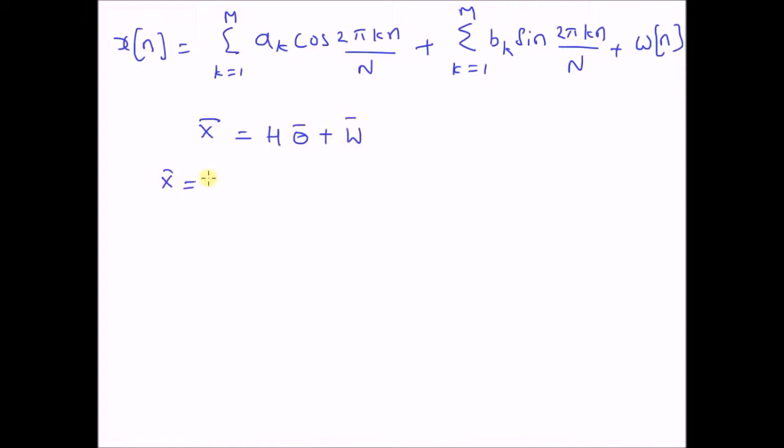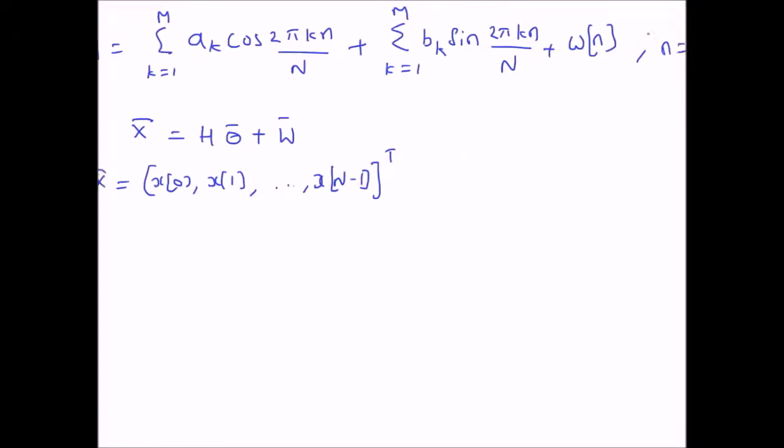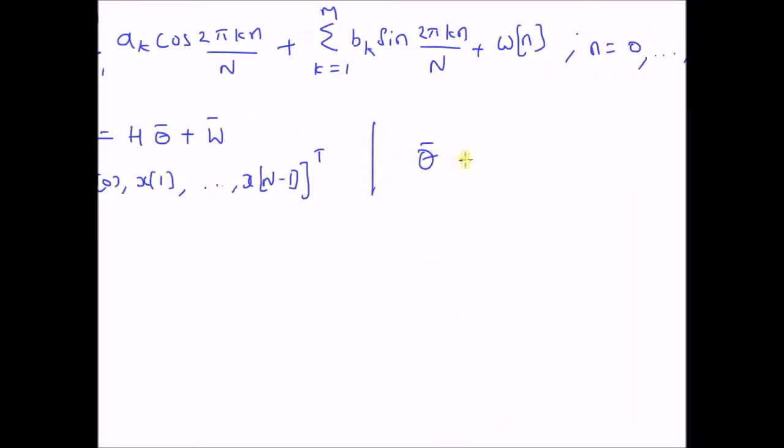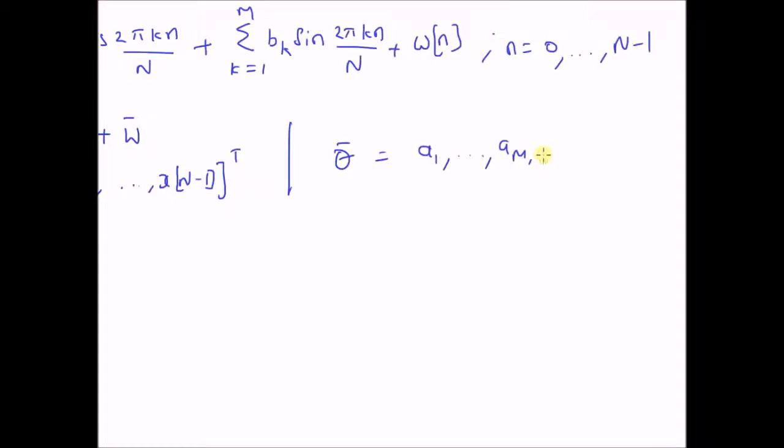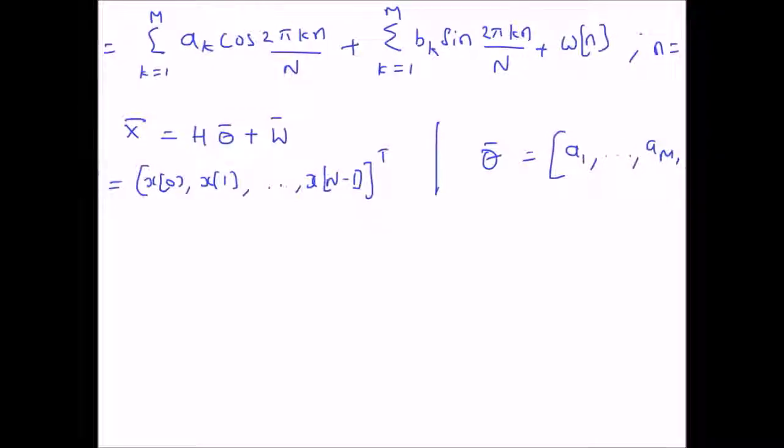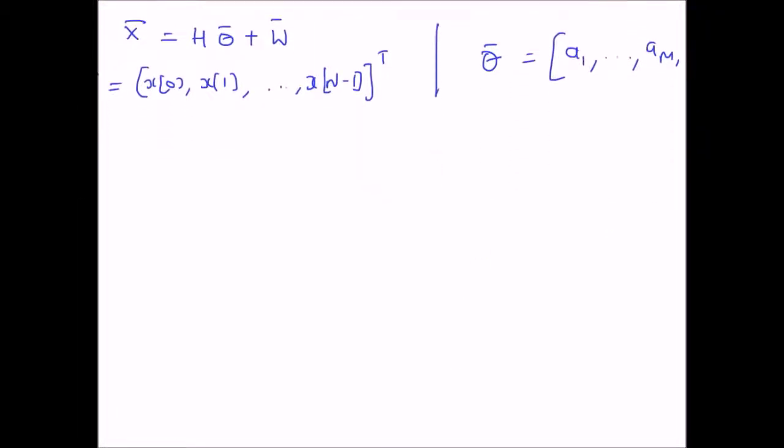Clearly x bar is equal to x of 0, x of 1 up to x of N minus 1, that is the set of observations or the vector of observations. And the parameter vector theta bar is equal to the Fourier coefficients a1, a2 up to am, and the second part of the Fourier coefficient vector b1 to bm. Clearly the coefficients a_k correspond to the cosine part and b_k correspond to the sine component parts.